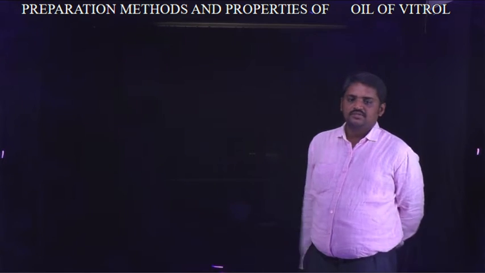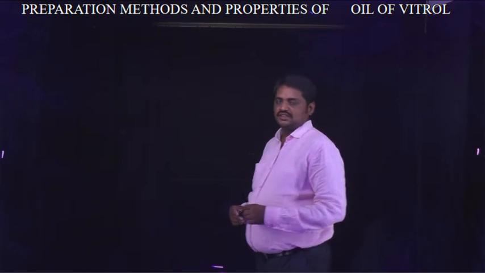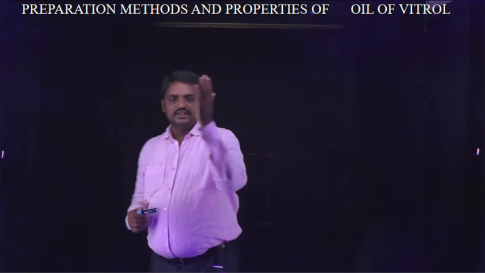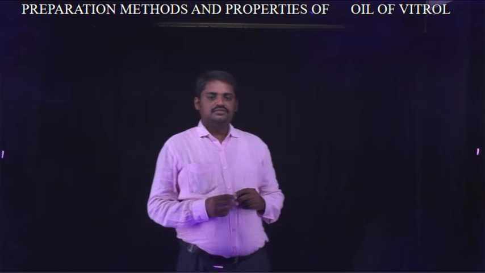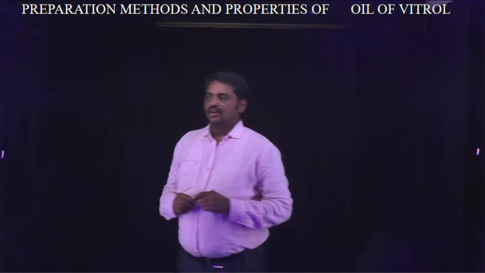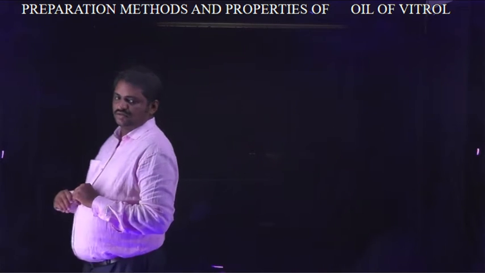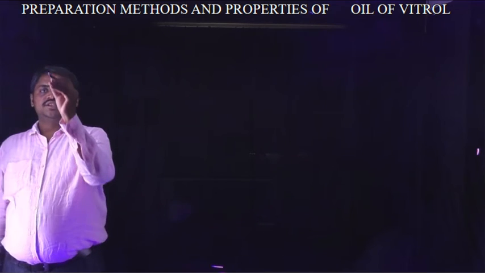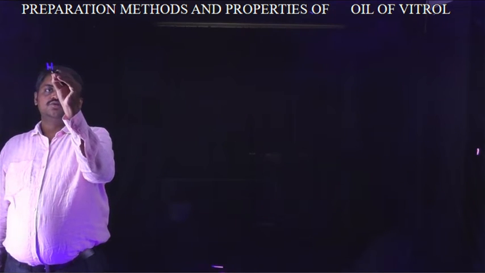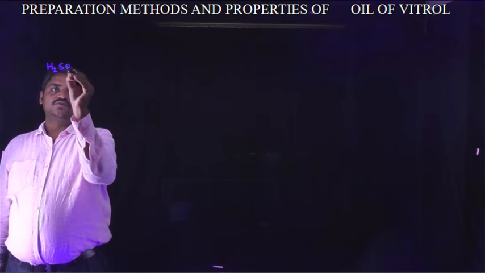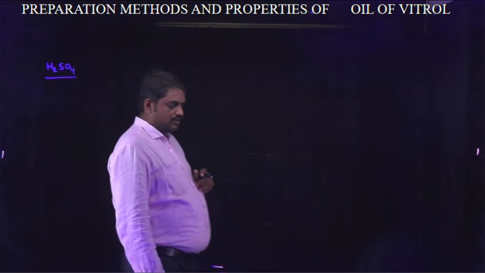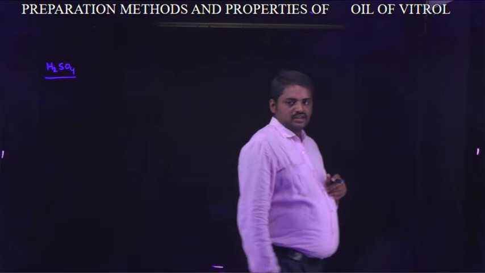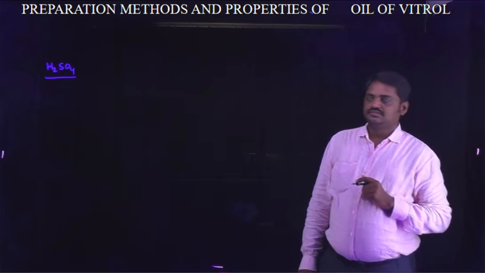Today I am going to discuss preparation methods and properties of oil of vitriol. The chemical formula of oil of vitriol is H2SO4. This is the chemical formula for oil of vitriol.